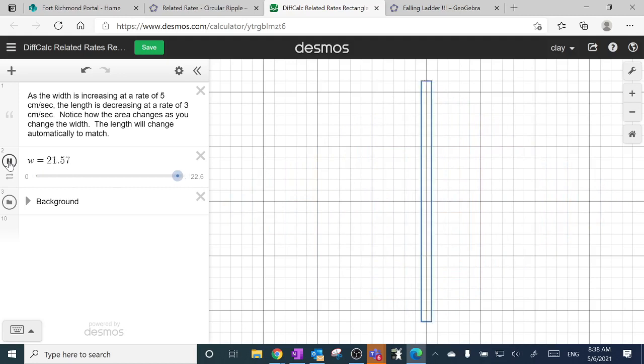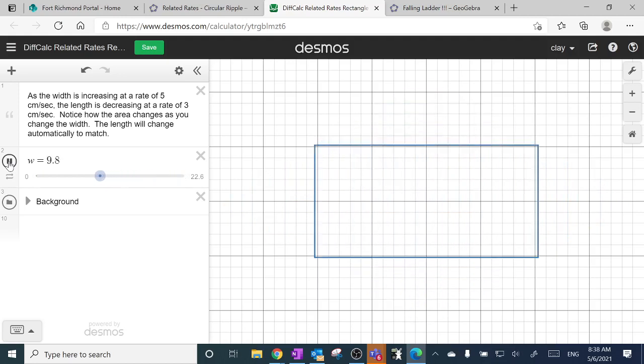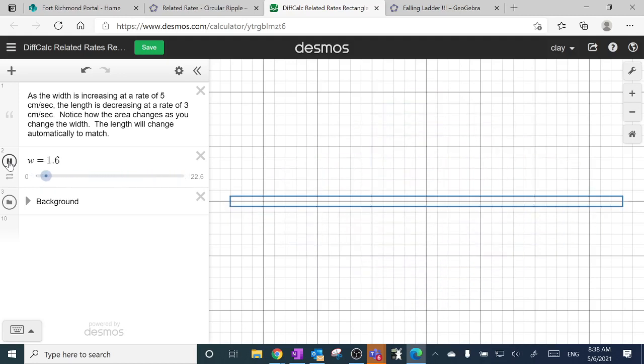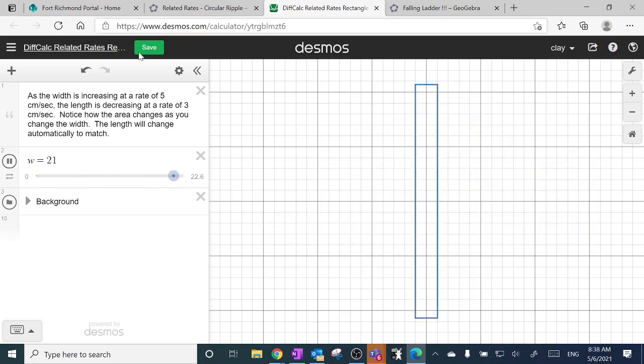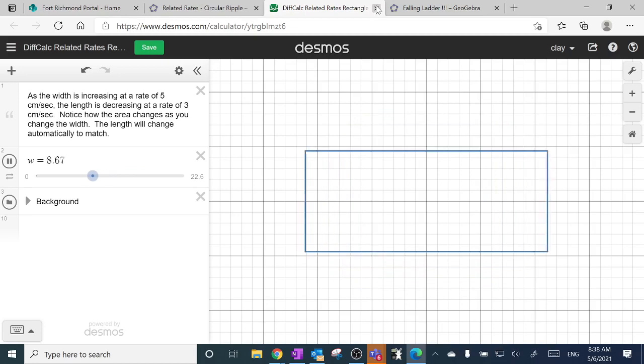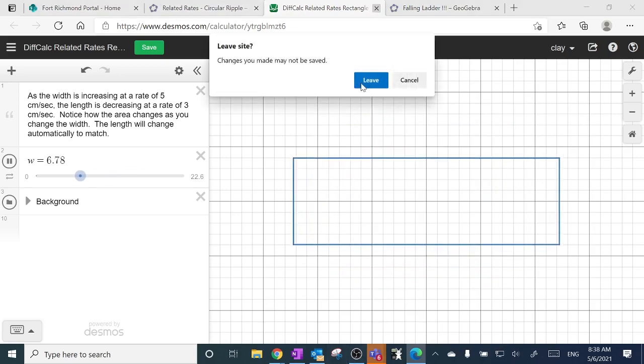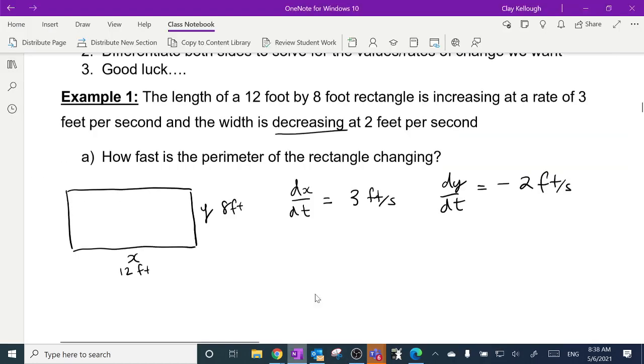Not this part, but that part. The horizontal is getting longer as the vertical gets shorter. So can you kind of picture that and imagine it now? And close that. By the way, the links for these are on the OneNote page too.